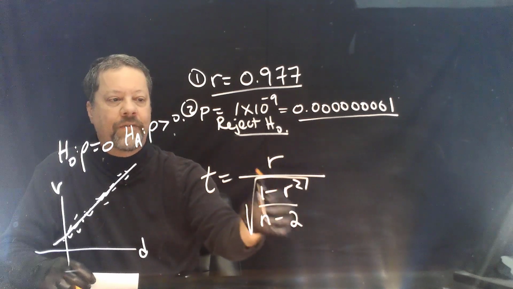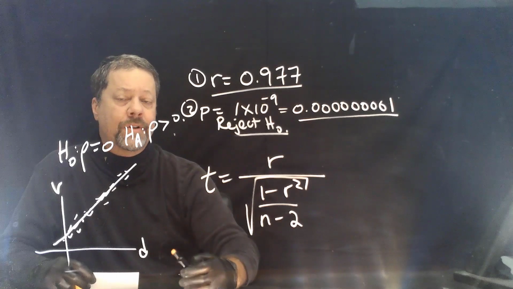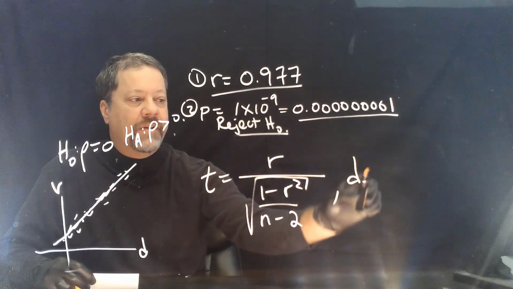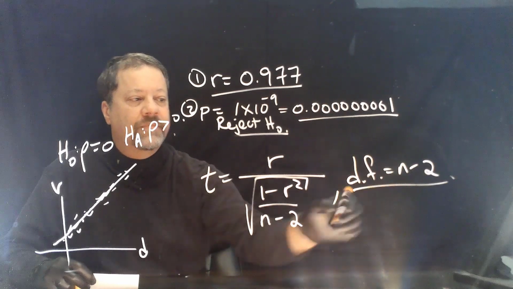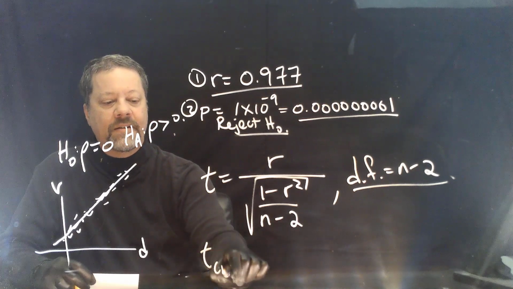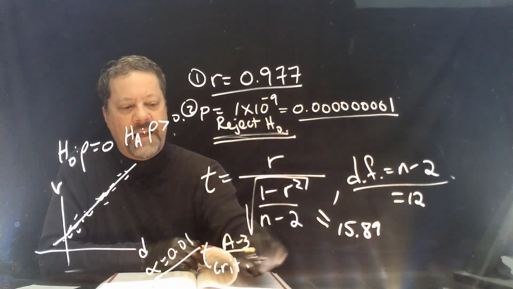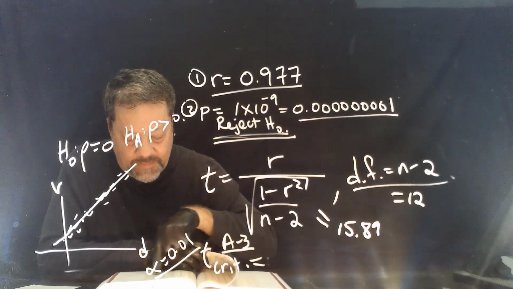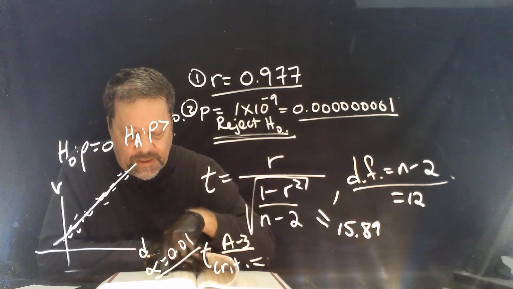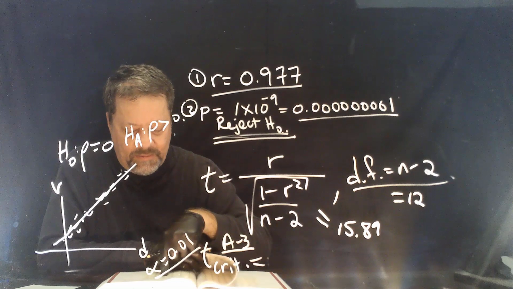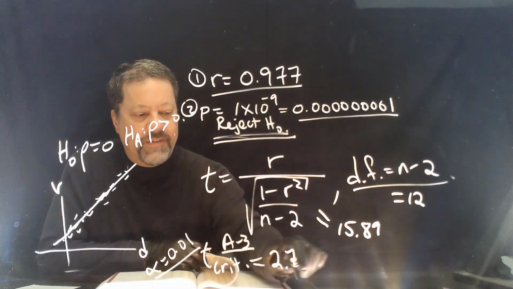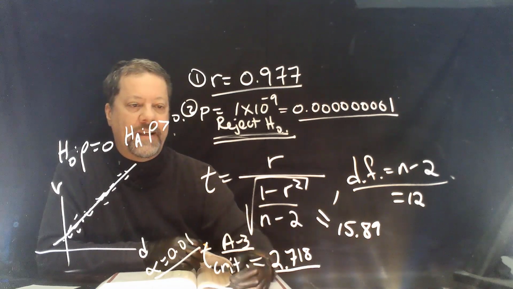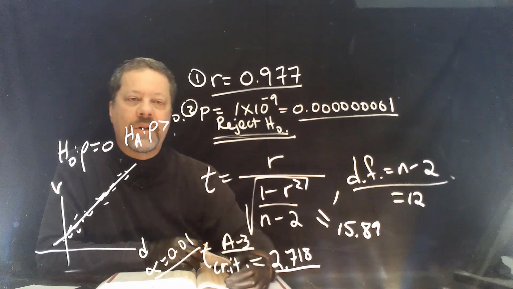It's the correlation coefficient over the square root of 1 minus the correlation coefficient squared divided by n minus 2. This is a t statistic with degrees of freedom equal to n minus 2. We can find the critical t's. Table A3 gives us the critical t's. The degrees of freedom equal to 12 with the level of significance of 0.01. The critical t is 2.718. That's definitely way smaller than the t value that we have, and so we reject the null hypothesis.